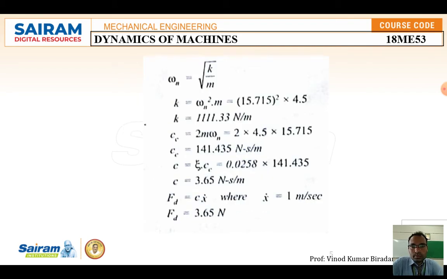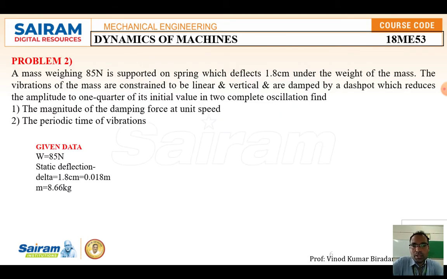Okay, next I am going to solve one more similar problem, that is problem number 2. This is different from the previous one. Here a mass weighing 85 newton is supported on a spring. Consider again the same spring mass damper system, with a spring and a damper, and a weight of 85 newton is supported on a spring, which deflects.